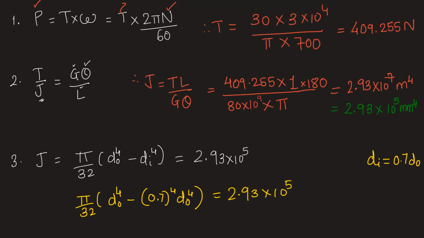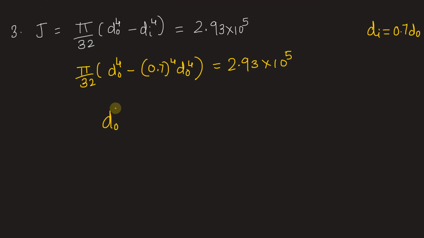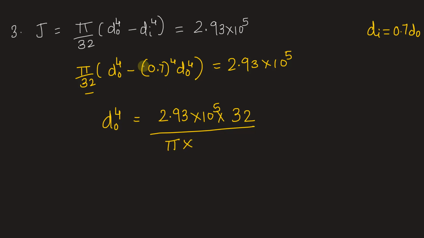Let's rearrange this to get do raised to 4. So we'll get do raised to 4 taken common is equal to 2.93 into 10 to the power 5 into 32 divided by the terms on the left-hand side, which were pi into, after taking do raised to 4 common, the bracket 1 minus 0.7 raised to 4. This will give us 3.927 into 10 to the power 6, and the unit should be millimeter raised to 4 itself because this is do raised to 4.